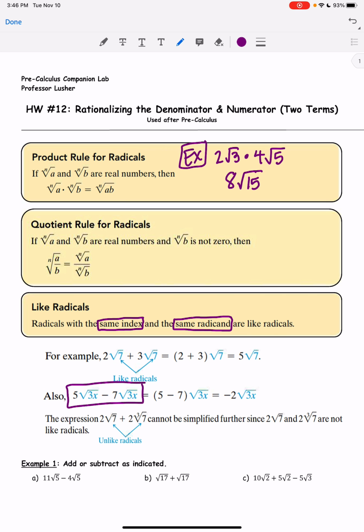Here's another one. It also works with subtraction. So you have like radicals, you got square root 3x, square root 3x. So you just take those coefficients. 5 minus 7 gets you to that negative 2. So example 1, add or subtract is indicated. You have like radicals. You got square root 5 and square root 5. So that square root 5 gets carried over, right? We're not making that square root 10, square root 5. And then 11 minus 4 gives me 7.